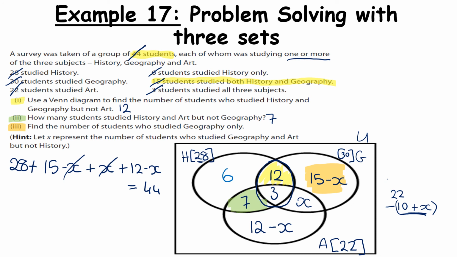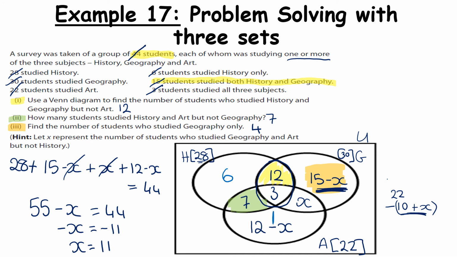So we have 28 plus 15 plus 12. That gives me 55. Take away x equals 44. Take away 55 from both sides. So 44 minus 55 gives me minus 11. So x equals 11. So then if we want to figure out the number who studied geography only, it's going to be 15 minus x, which gives us 4. So you can go back and fill in the sections. So 12 minus 11, this is now 1. This is now 11. And this is now 4.